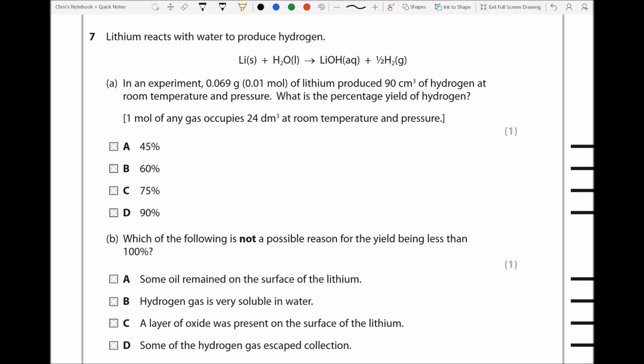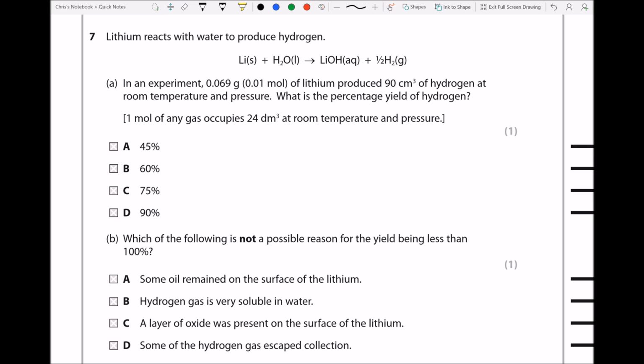Right, and we've got the 1 mole of any gas, etc., etc. So that's a standard reaction. Right, this is quite tricky because we've got to really think about what's happening here. Okay, so we'll start with, obviously it's talking about lithium and it's looking at hydrogen.